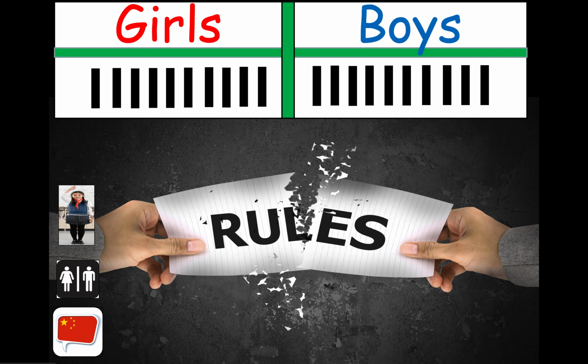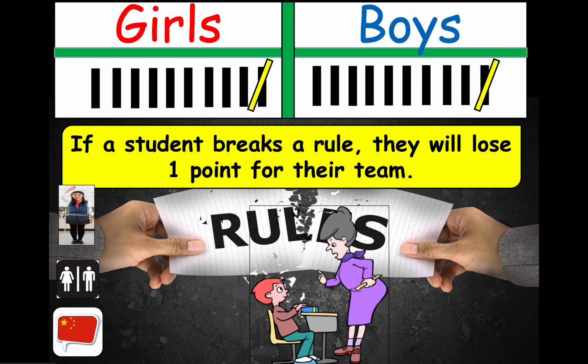I establish rules in my class, and on the board I have girls versus boys. Each team starts with 10 points. I also have Mr. Matt with 10 points. I want them to start with 10 points that way I can remove points if they do something wrong in the beginning of class. Either they're being rude or they're doing something wrong during class, there should always be points which can be removed. Now, if a student breaks a rule, they will lose 1 point for their team.